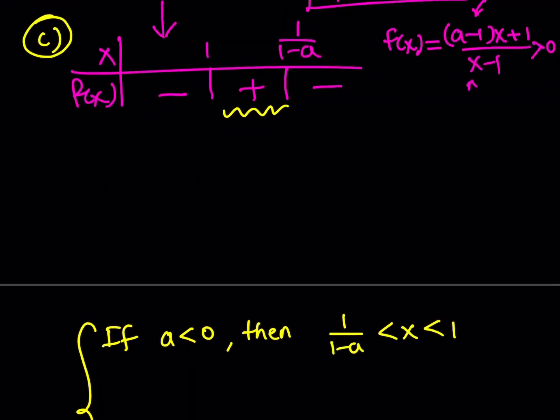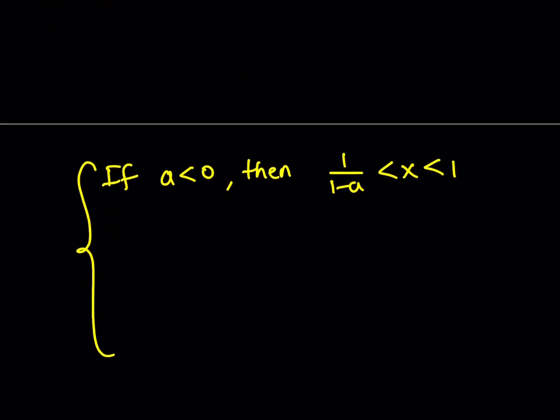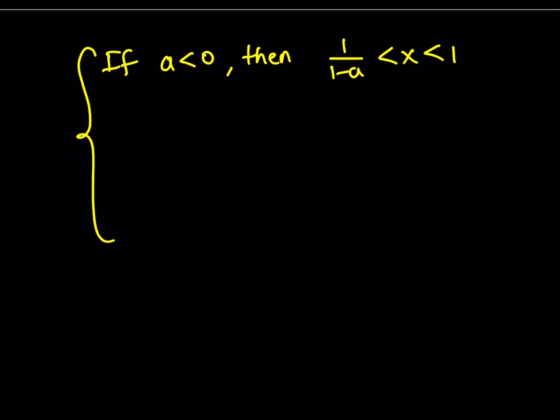Now, where do we get that? If you go back here, this is where I get it. If a is less than 0, then my x values have to be between 1 over 1 minus a and 1 in order for f of x to be greater than 0. Remember, that was our goal, to make f of x greater than 0. All right, so basically I'm just going to take all these solutions and put them together. If a is less than 0, then x needs to be in this interval.